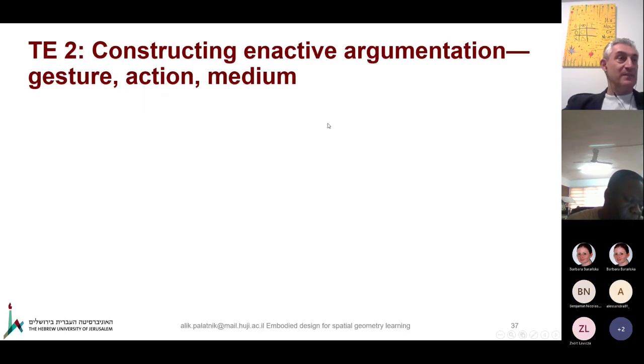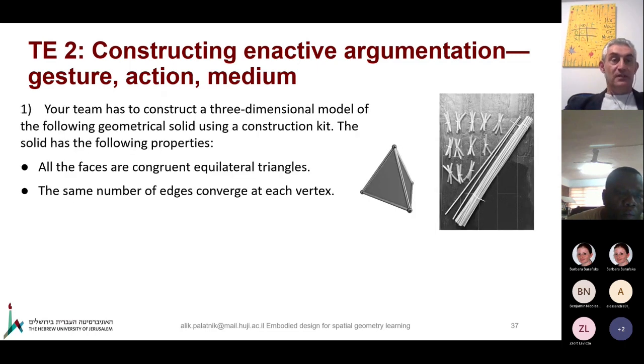The second experiment I call constructing enactive argumentation: gesture, action, and medium. This is the question that we are asking our students. First of all, your team has to construct a three-dimensional model of the following geometrical solid using a construction kit. The solid has the following properties. All the faces are congruent equilateral triangles. The same number of edges converge at each vertex. This is the kit, okay?